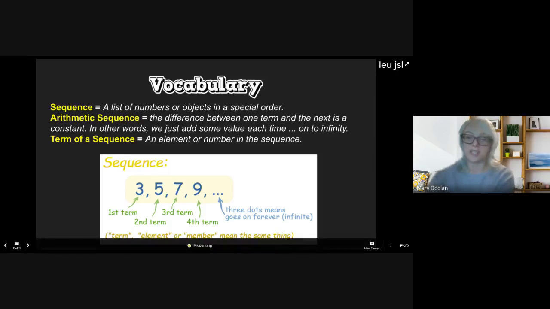Anybody want to try it? Just type it in the chat. How much are we adding to 3 to get 5? Thank you, Kobe. Yeah, we're adding 2. 3 plus 2 is 5. 5 plus 2 is 7. 7 plus 2 is 9. Okay, on forever. 11, 13, 15, 17, forever. So this is what a sequence is. This is an arithmetic sequence.